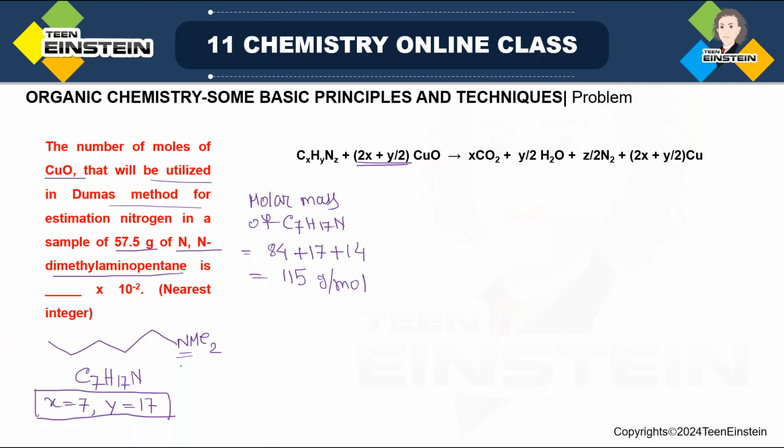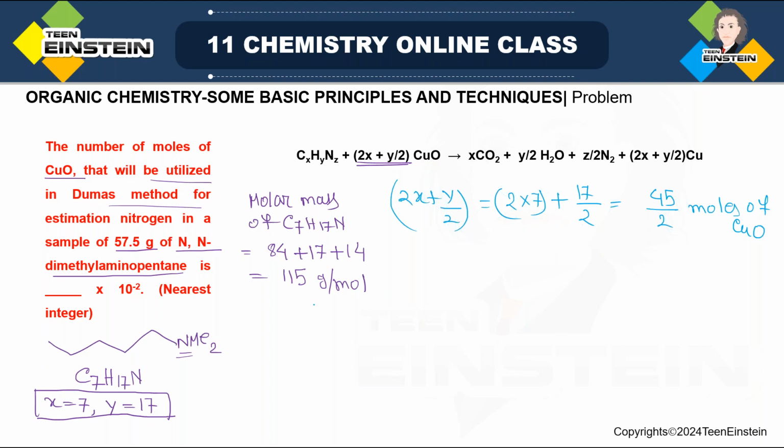Now we will calculate the value of 2x plus y by 2, because that is the number of moles of CuO. 2 into 7 plus 17, divided by 2. So 14 plus 17 by 2, it will give you 45 divided by 2 moles of CuO. So this is the number of moles of CuO required if your organic compound is 1 mole.